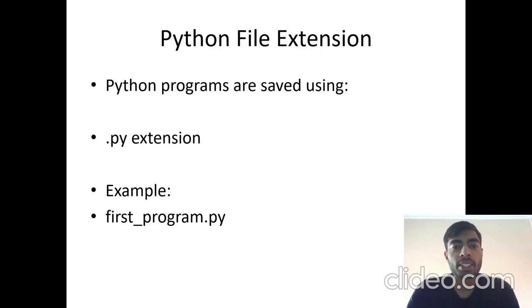Every Python program is saved with a .py extension. For example, a file named firstprogram.py tells the operating system that it is a Python program. Whenever you create a new Python program, remember to save the file using the .py extension.